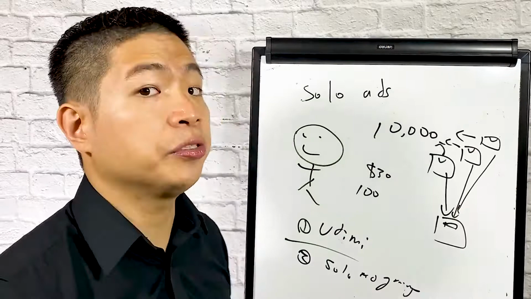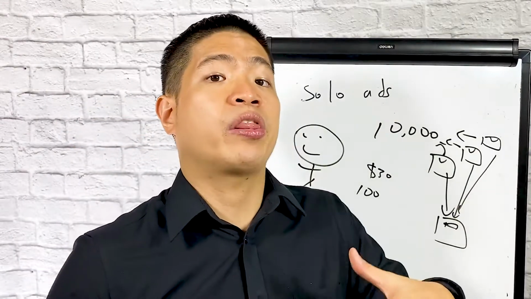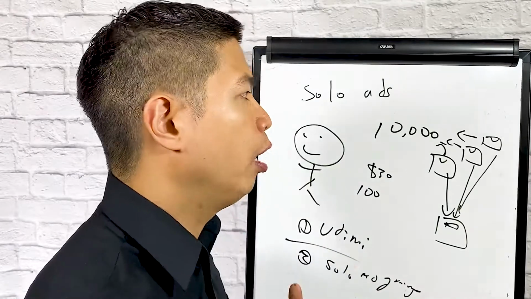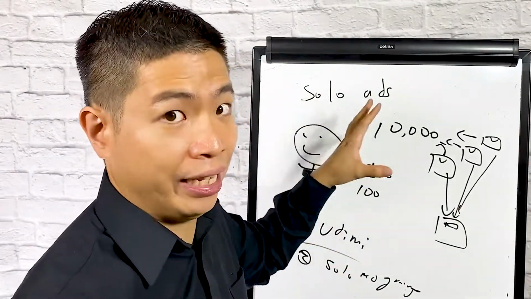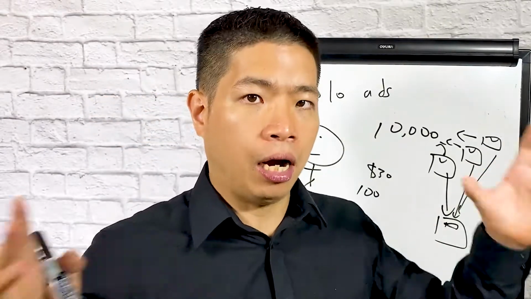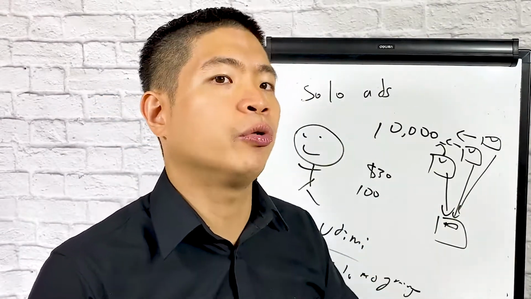You can go to those groups and see who the sellers are. But before you buy their ad, you want to make sure they actually own the list. They are not some kind of middleman, because right now there are so many middlemen on the marketplace. So that's how you buy solo ads.